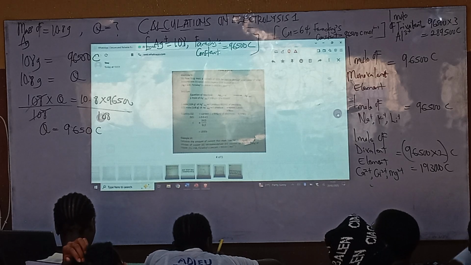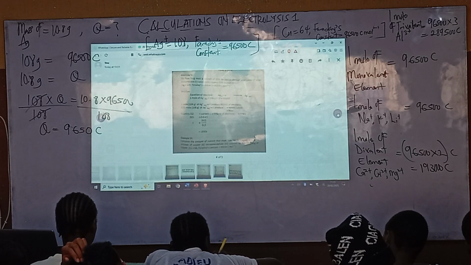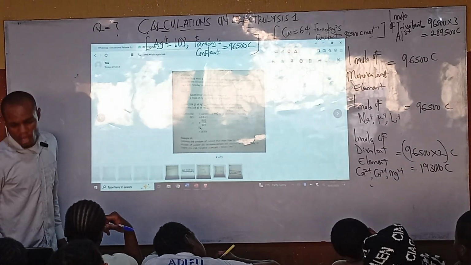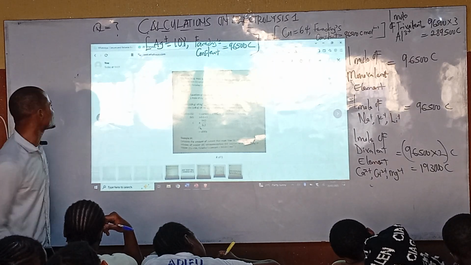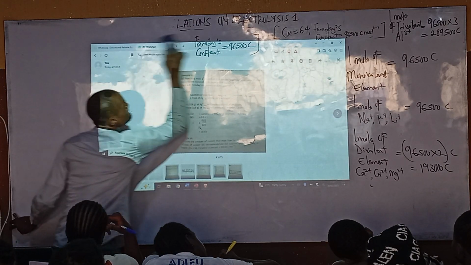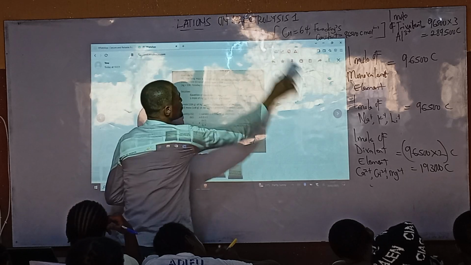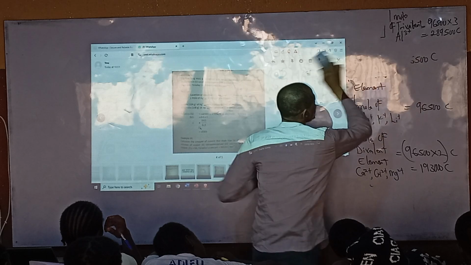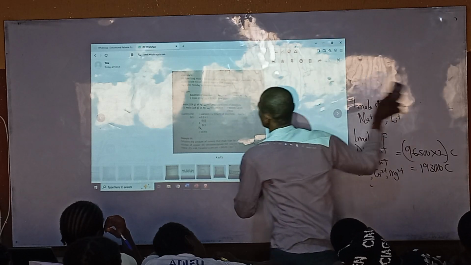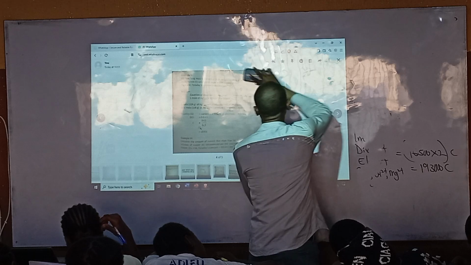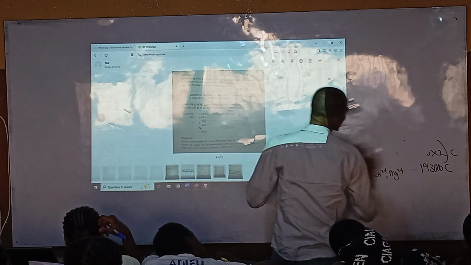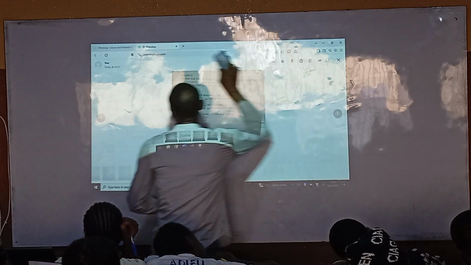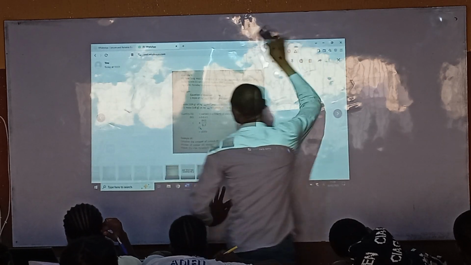Have you paused it? For how long must a current of 0.5 ampere be passed through a solution of silver nitrate solution?